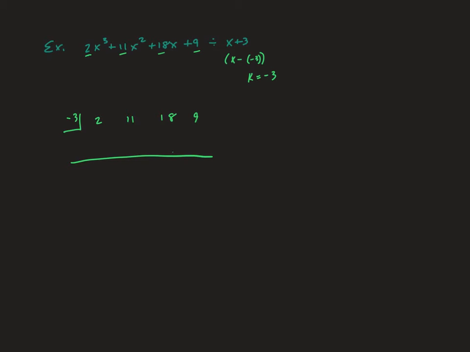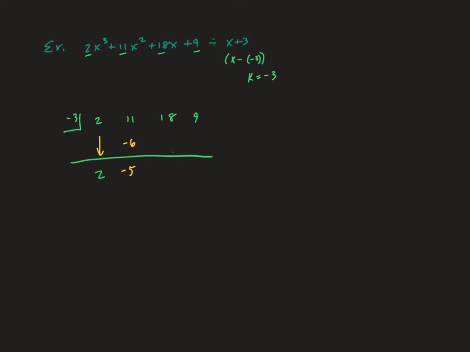So let's see here. To start the division process, of course, I need to go ahead and carry my 2 down. And then I'm going to go ahead and multiply -3 and 2. And that's going to give me -6. And I'm going to add down. That is going to give me -5. And I'm going to multiply again.